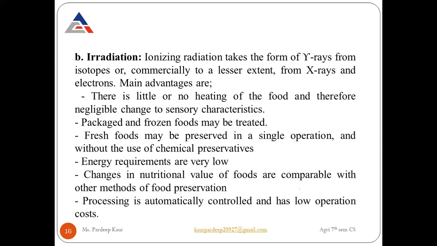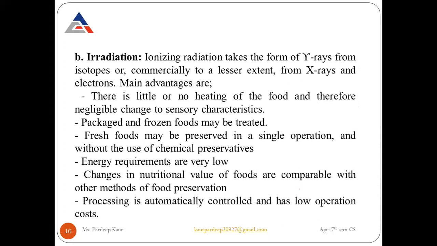Next is irradiation. Ionizing radiation takes the form of gamma rays from isotopes, or commercially, to a lesser extent, from X-rays and electrons. So in irradiation, we use various types of rays to preserve the foods. What are their main advantages?